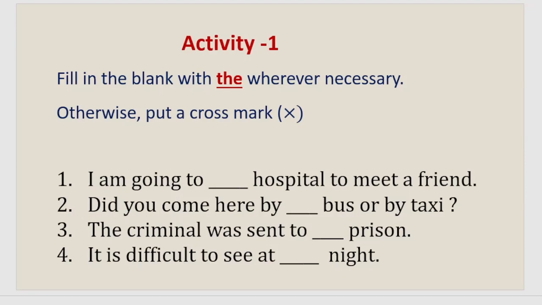Number 3, the criminal was sent to blank prison. Here the right answer will be the criminal was sent to prison, not the prison, because the prison is made for the criminals. The purpose is fulfilled. So, we cannot use any article before prison. Okay. Number 4, it is difficult to see at blank night. So, the right answer will be it is difficult to see at night, not at the night.